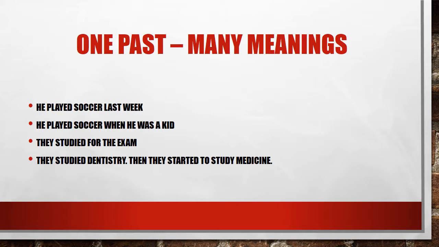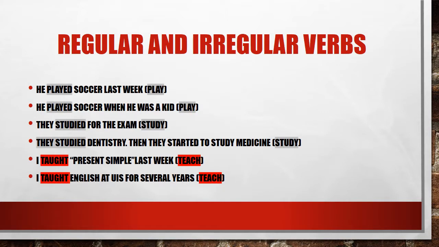We have the verb study conjugated in past tense. In they studied for the exam, they studied dentistry, they can be understood in two different ways in Spanish. Ellos estudiaron o ellos estudiaban. Ellos estudiaron para el examen, ellos estudiaban odontología, right? But in English, it's just one form, and that's it, all right? So hopefully that's clear. Well, let's talk about the form of past tense verbs in English.